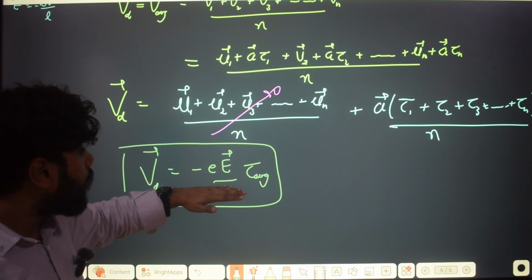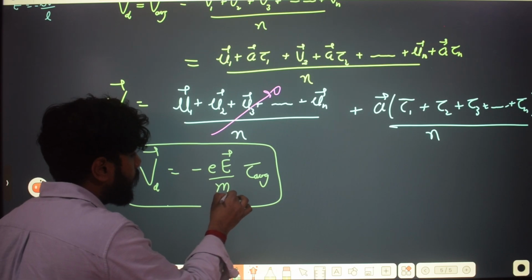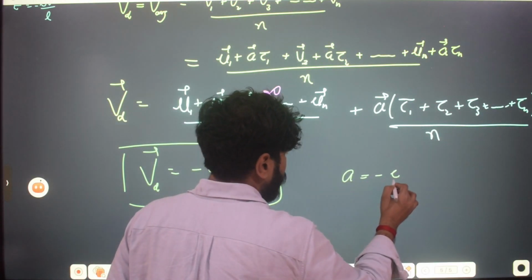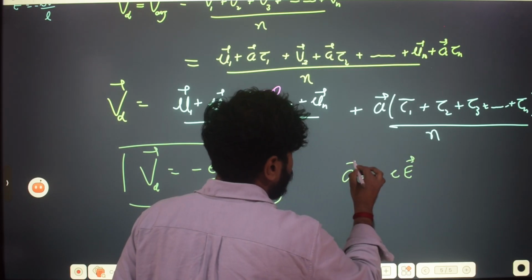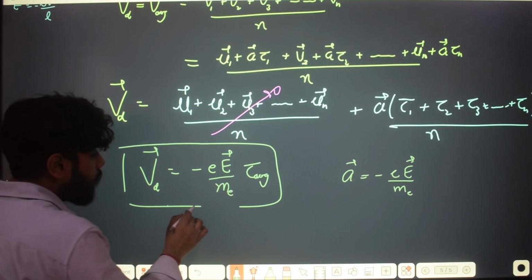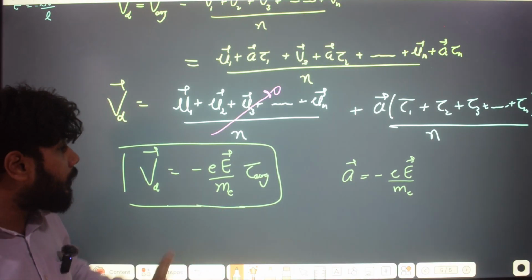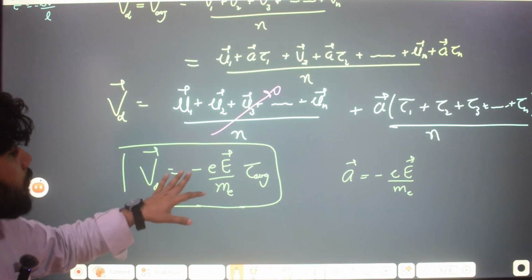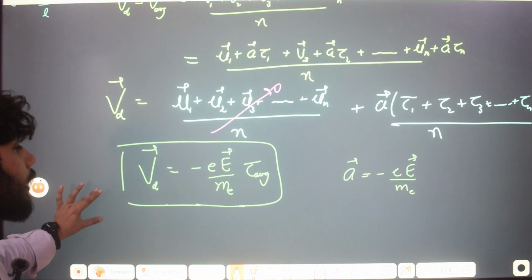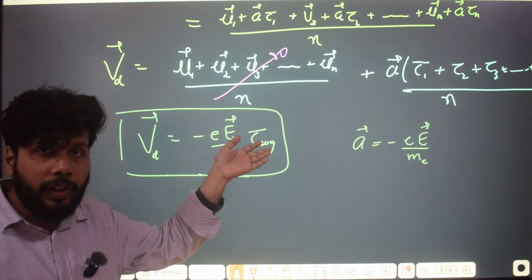Hold on, I have made a little mistake. Here I should write mass of electron. Now it's fine, because acceleration was right. So this value we can calculate far more easily, but still they have to give you tau average. Electric field can be calculated with the help of potential difference, and mass of electron and charge of electron are known. Still you can see we have one ambiguity here, tau average.